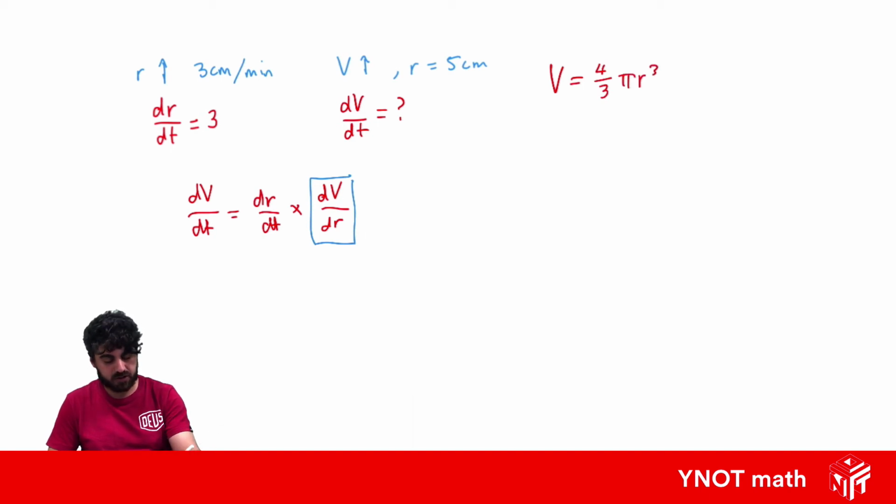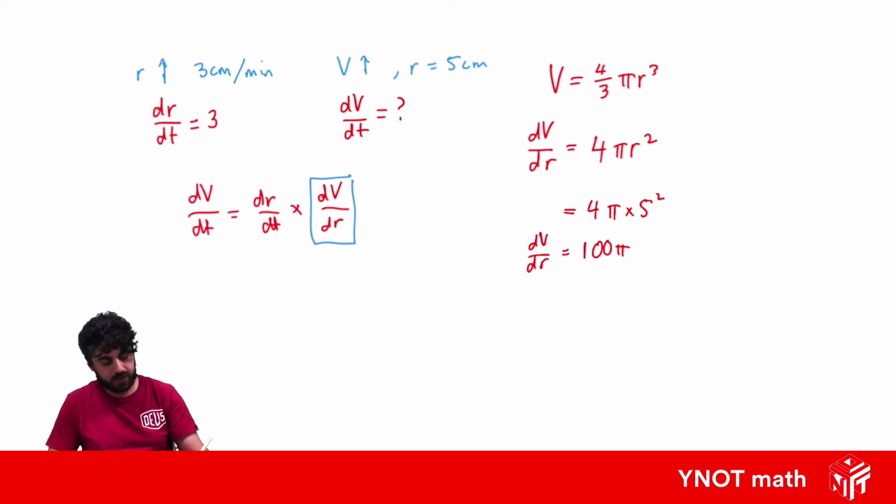And now we can easily find an expression for dv dr, because all we have to do is differentiate. So we bring the 3 to the front, it'll cancel with that 3 in the denominator, so we're just left with 4 pi r squared, we minus 1 from the power. And it was after the rate of change of the volume when r was specifically equal to 5. So we can go ahead and sub 5 in for r. So we're just going to get 4 pi times 5 squared. 5 squared is 25, and 25 times 4 is 100. So we're just going to get 100 pi for dv dr.